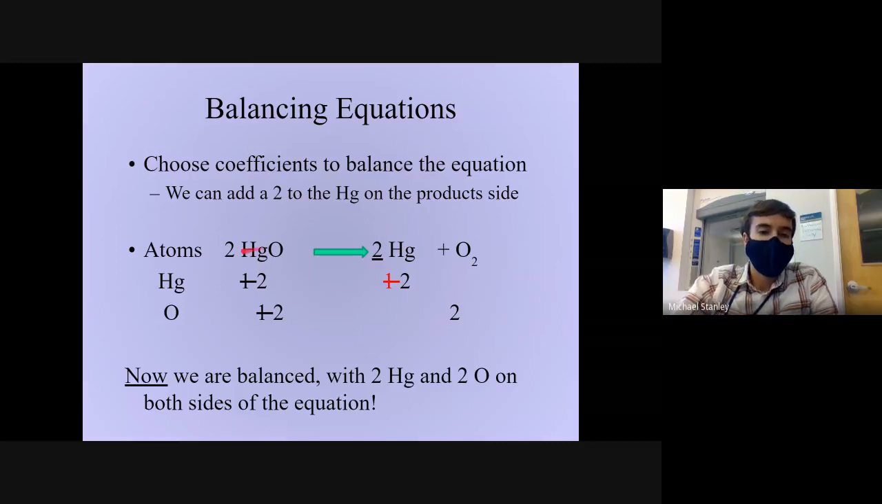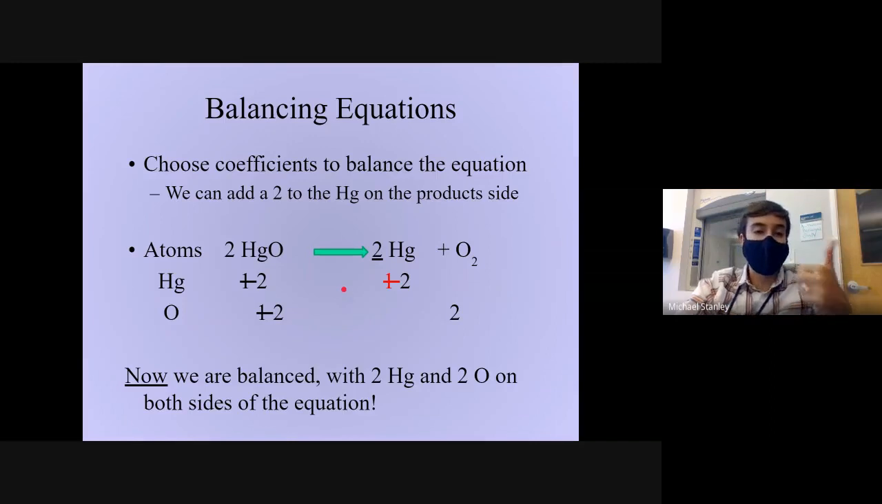So we change this coefficient to a 2, and now we have changed the number of HGs in the products to 2. So now let's see if we are balanced. We have 2 HGs on the reactant side right here, and we have 2 HGs on the product side right here. That's balanced. We have 2 O's on the reactant side right here. And we still have the 2 O's that we started with on the product side right here. So the O's are balanced as well.